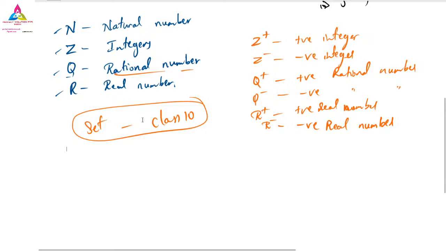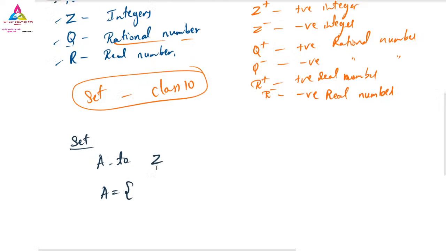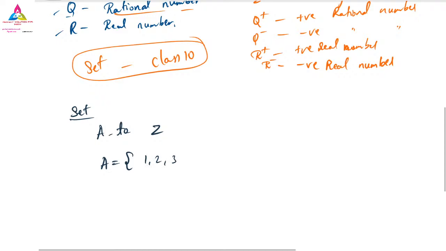Whenever you are writing any set, we have to start with a capital letter of the English alphabet, any one from capital A to capital Z. It must be a capital letter. Then we write inside the brackets. For example, if I take A equals, I will write some numbers: 1, 2, 3, 4, 5.